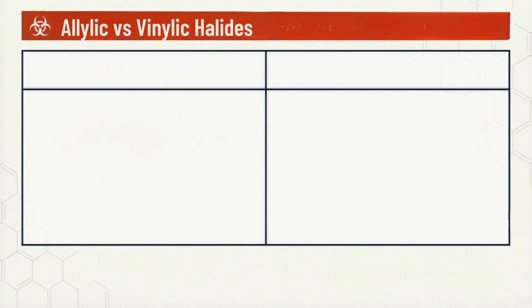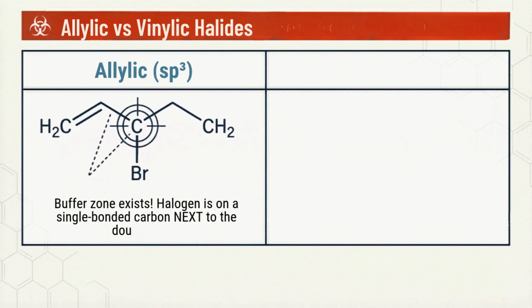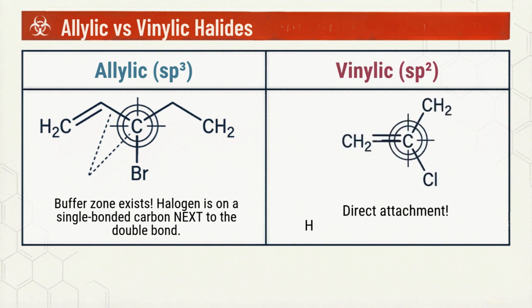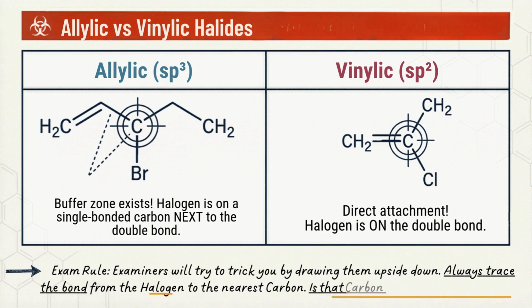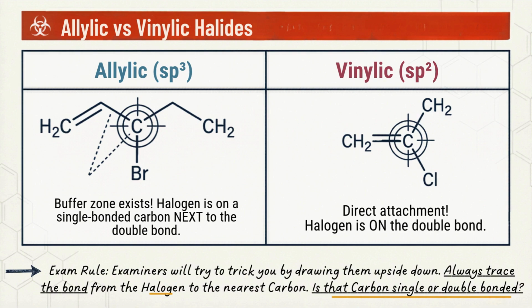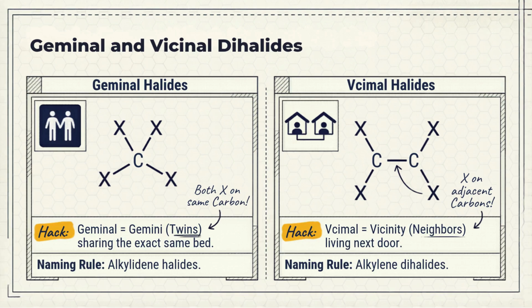The difference between allylic and vinylic halides is one of the easiest places to lose marks. In allylic halides, the halogen is on the carbon next to the double bond. That carbon is still sp3 hybridized. In vinylic halides, the halogen is directly on the double bond carbon itself, which is sp2 hybridized. That small shift changes everything. If you can't spot whether the halogen is on the double bond or beside it, the rest of the question becomes a guess.